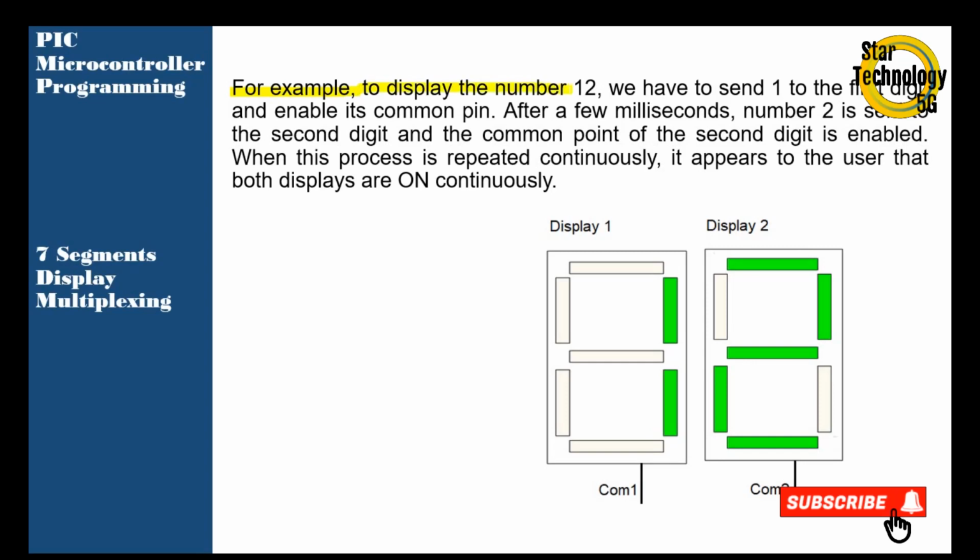For example, to display the number 1 and 2, we have to send 1 to the first digit and enable its common pin. After a few milliseconds, number 2 is sent to the second digit and the common pin of the second digit is enabled. When this procedure is repeated continuously, it appears to the user that both displays are on continuously. You can see this figure.